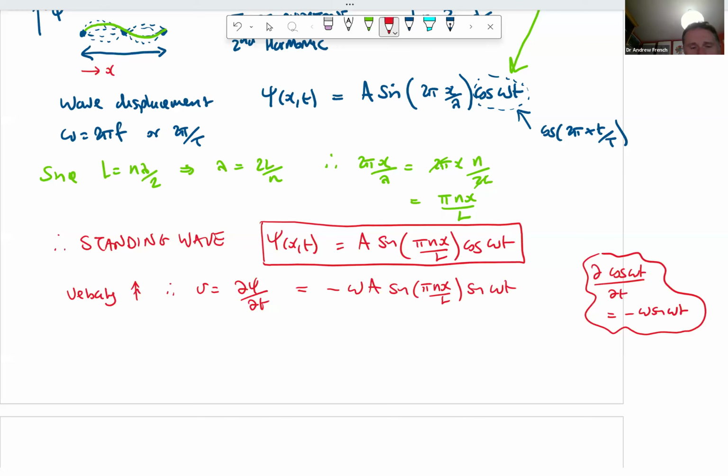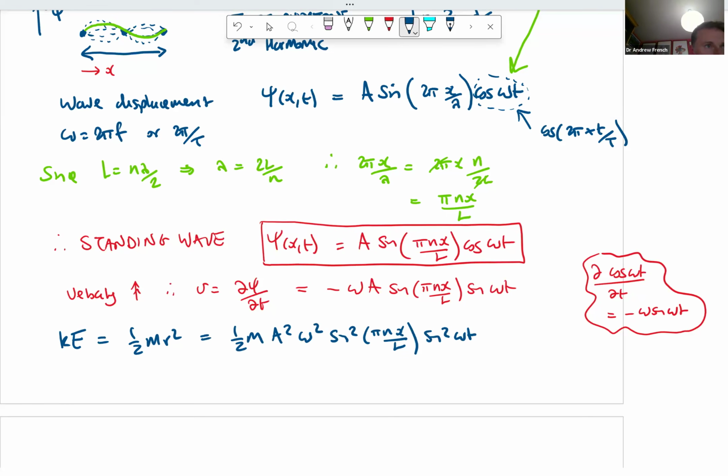So there we go. Now we've got an expression for v, and what we want is the kinetic energy. The kinetic energy is going to be a half m v squared. That's going to be a half times the mass times the square of this lot. So that's going to be a squared omega squared sine squared pi n x on L sine squared omega t.